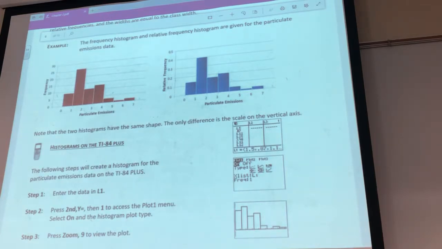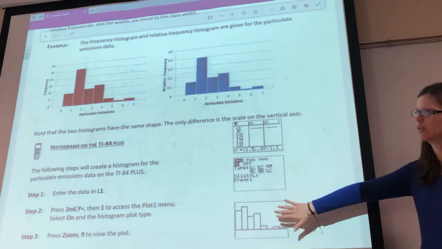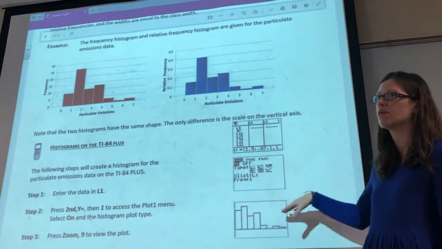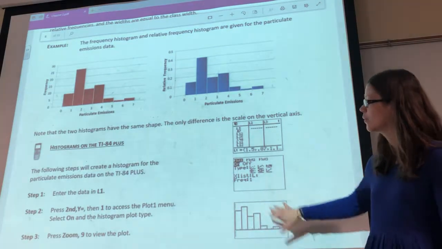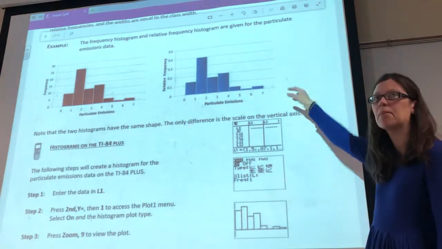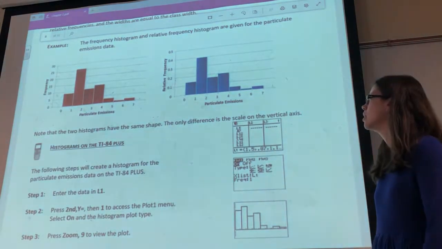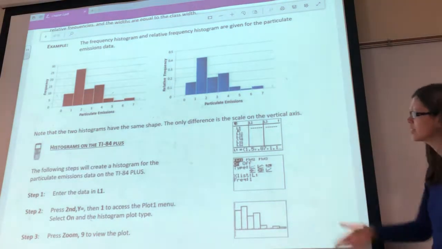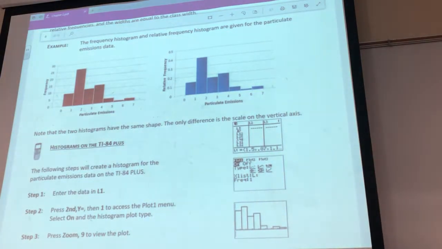You can do it on your calculator if you want to. For these types of problems, it's not the best idea because when you're doing multiple choice, picking which one is the correct histogram, you're not going to find one that looks like this because that doesn't have the right class width. So this is a correct histogram, it just isn't using the same method that we're using up here. So the steps are on there if you'd like to do it.